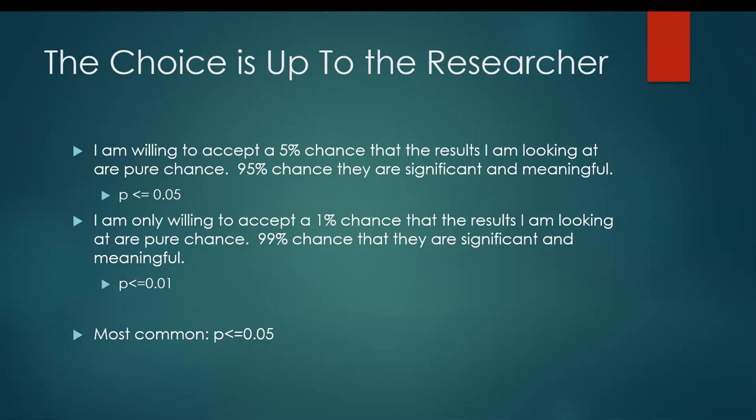The most common p-value threshold that you're going to see in research, whether it be social science or other research, is going to be 0.05. Quite often, however, in scientific research, where there needs to be much more precision, you'll see p-values set to 0.01.